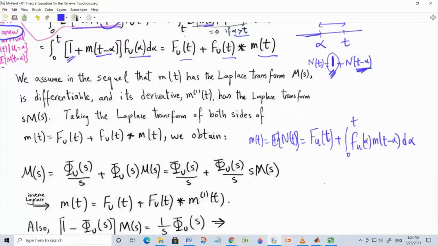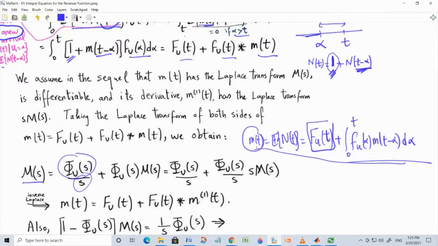Now another thing you can do is try to solve this integral equation using the Laplace transform. The Laplace transform of m of t is big M of s. Here I am assuming that m of t is differentiable and has a Laplace transform big M of s, and the Laplace transform of its first derivative is s big M of s. Now, if you take the Laplace transform of this equation, m of t becomes M of s. The Laplace transform of the CDF is the Laplace transform of the PDF divided by s.